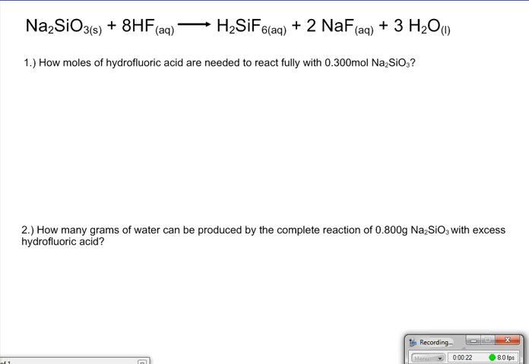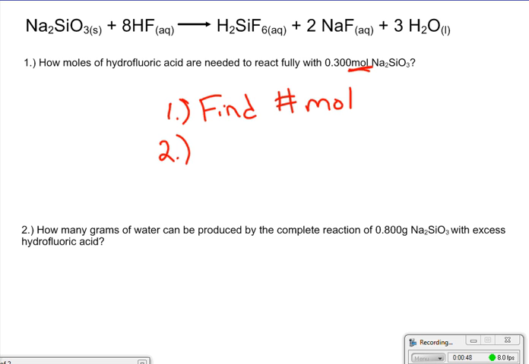Your first step is always going to be to find the number of moles. Now the great thing about this step is that you sometimes can skip it, especially if you're given moles to start with. Okay? So step 1 can be skipped. Step 2, however, is never skipped when you're doing a stoichiometry problem.